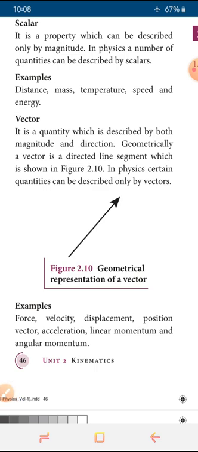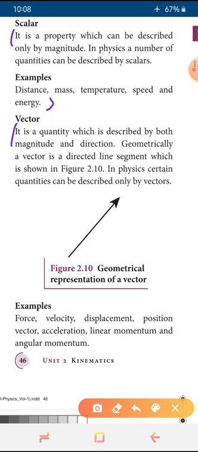This is about vector. Okay, children, now you mark the question and answer. Scalar, from here to here. The question is: define scalar with example. And for vector, you can mark the answer from here up to direction. Then you write this example. At least 2 examples are enough. The question is: define vector. Have you understood, children?